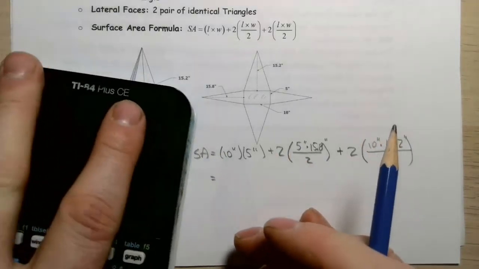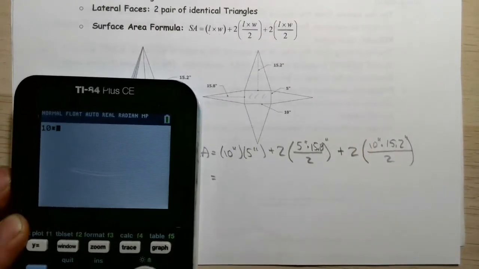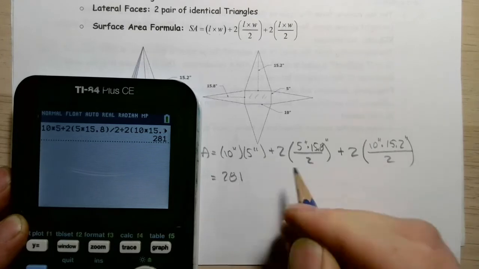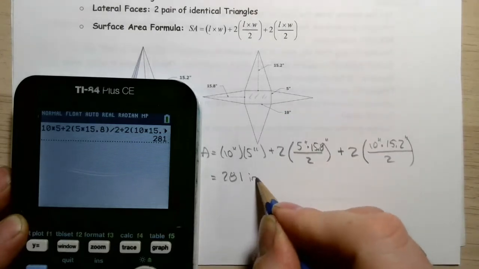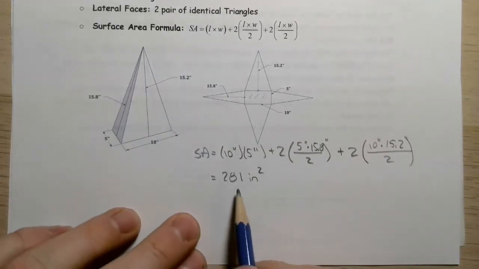Once I've written that all up, now I can go to my calculator and plug this all in. So 10 times 5, there's the base, plus 2 times 5 times 15.8, divided by 2, plus 2 times 10 times 15.2 divided by 2. And we get 281. This time we already know what the units are, but I'm going to put inches here because it's easier to write that as inches squared when I use that notation.